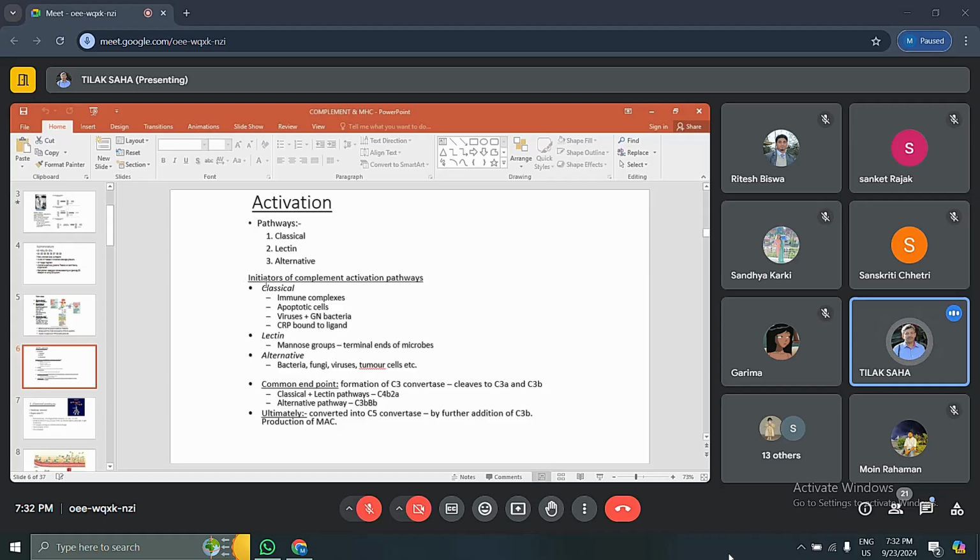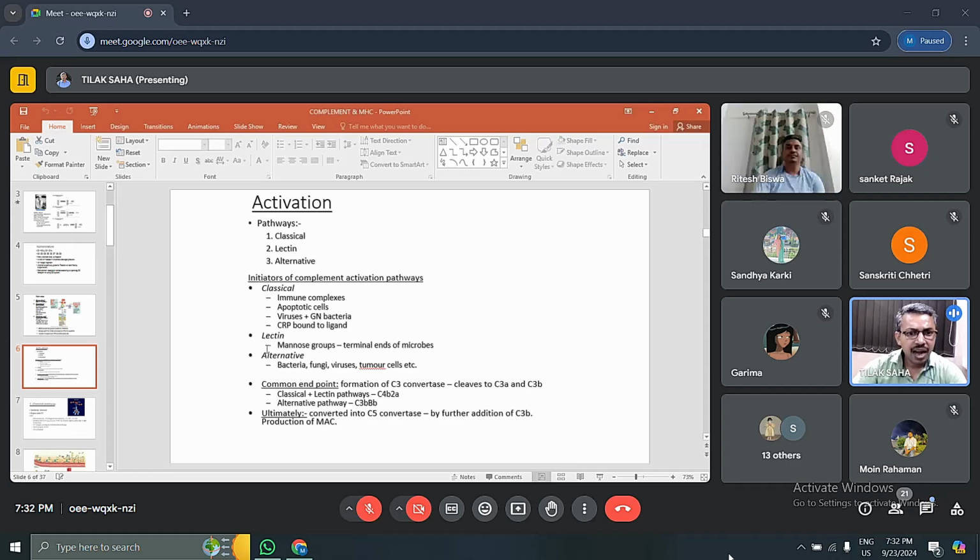This was explained like the following caption. Here you will see the classical pathway. It begins with the immune complexes, right? It can act against apoptotic cells, viruses, gram-negative bacteria. And the lectin pathway begins with the mannose groups, which are present on the terminal ends of the microbes. And the alternative pathway can begin against bacteria, fungi, viruses, tumor cells, etc.